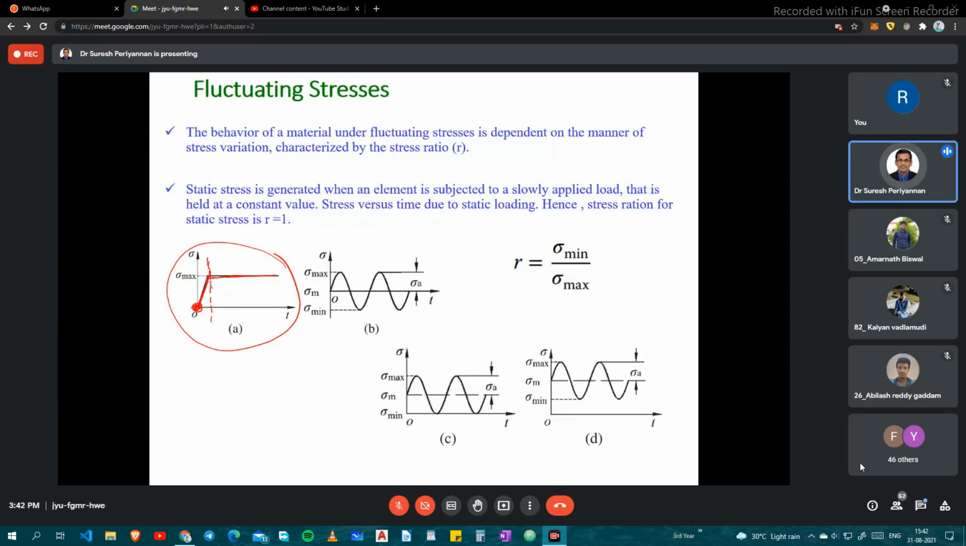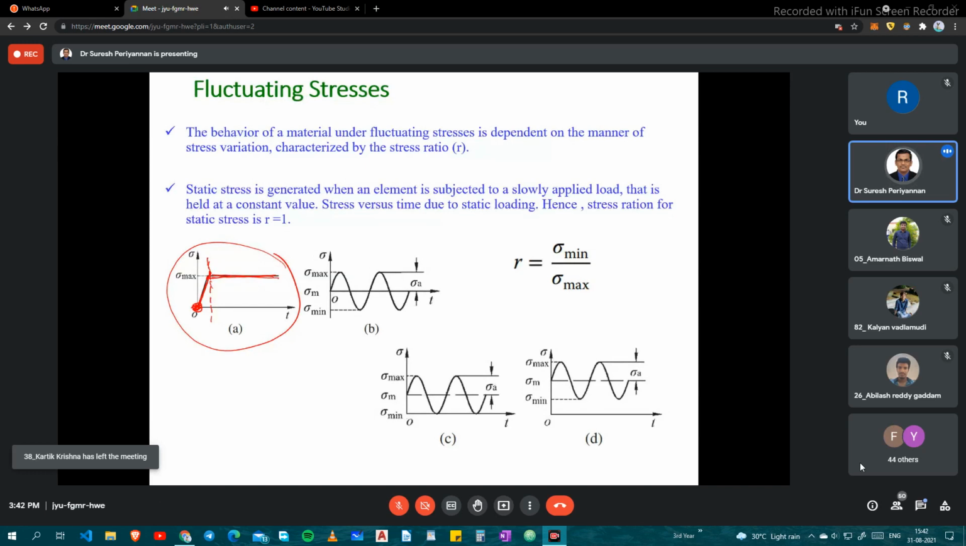That's what we are considering here. At the initial, beginning stage, we are considering the stress level gradually increasing. After some time it's steady. Here, in the static load region, whatever load we have applied, the load or stress doesn't change with respect to time.